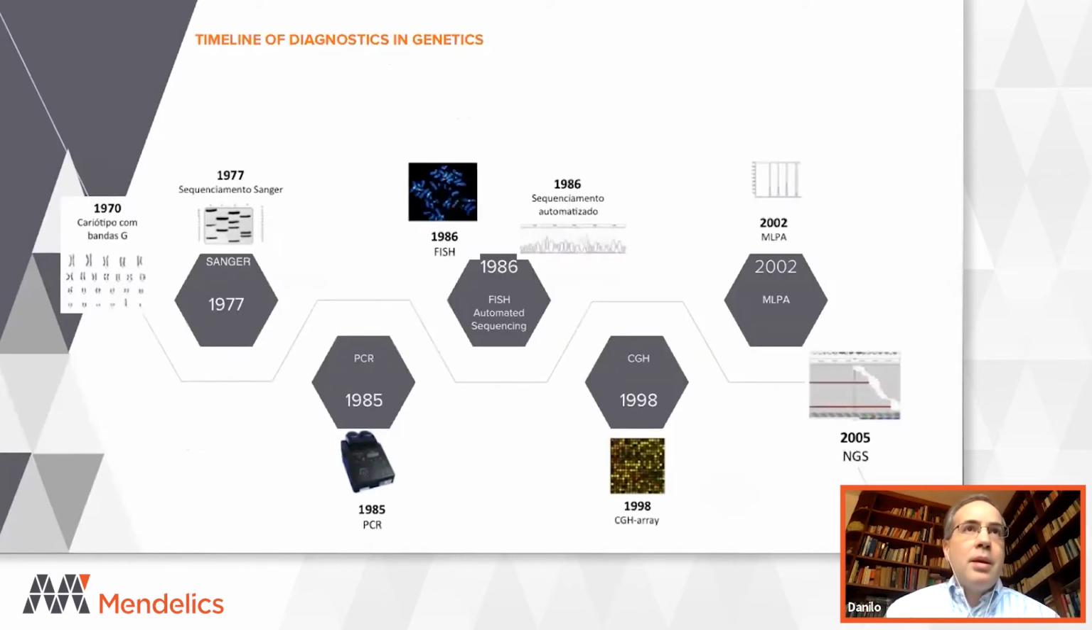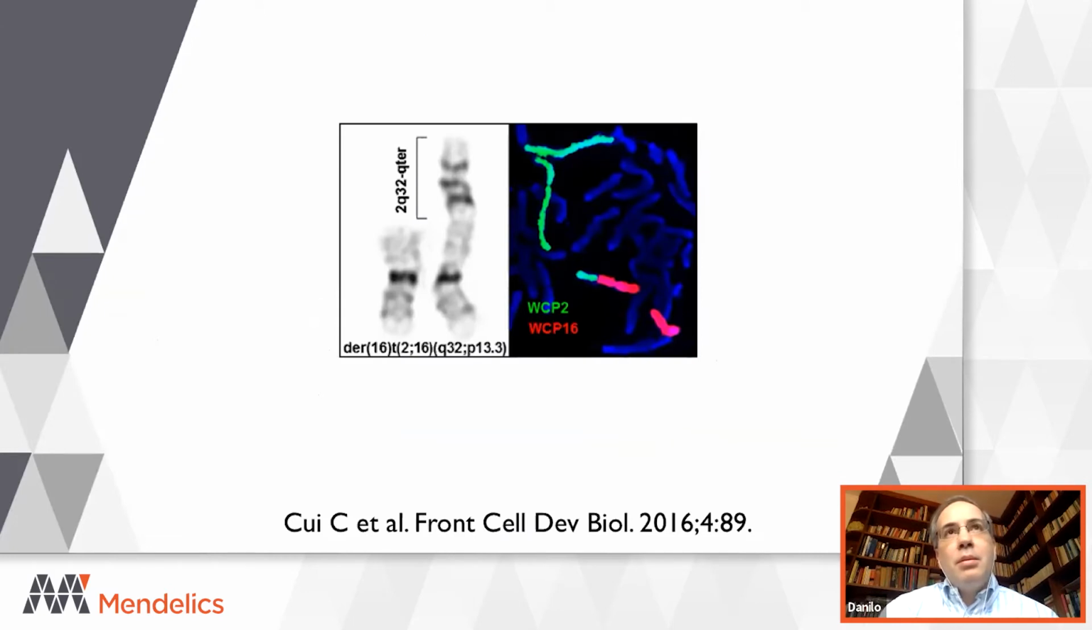Other techniques have evolved, and the evolution, in fact, was great: the karyotype in the 70s, Sanger sequencing, then PCR and FISH, automated sequencing, CGH and MLPA, and then NGS. All these techniques have their advantages and disadvantages. I won't go into specifics of each one, but it is important to consider all of them. And when we want to use a test, we simply need to think about what we're looking for.